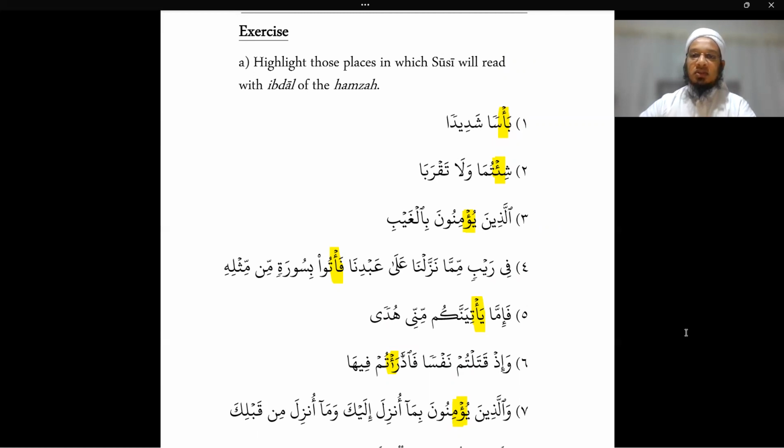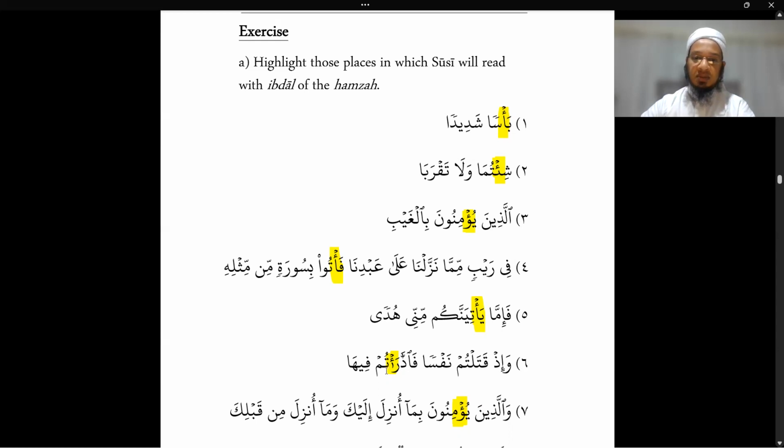أعوذ بالله من الشيطان الرجيم. بسم الله الرحمن الرحيم. بأسا شديدا شيتما ولا تقربا الذين يؤمنون بالغيب في ريب ما نزلنا على عبدنا فاتوا بسورة من مثله فإما ياتينكم مني هدى وإذ قتلتم نفسا فادارأتم فيها.